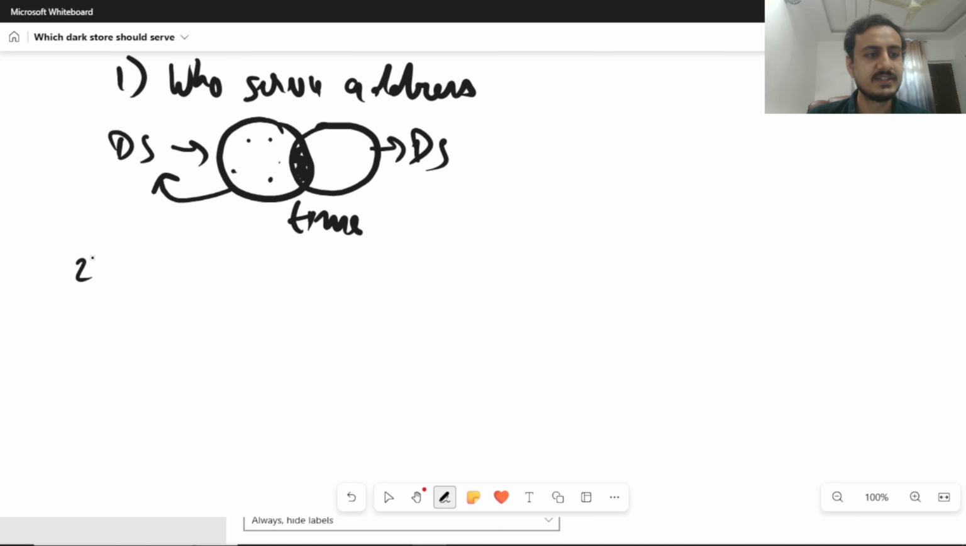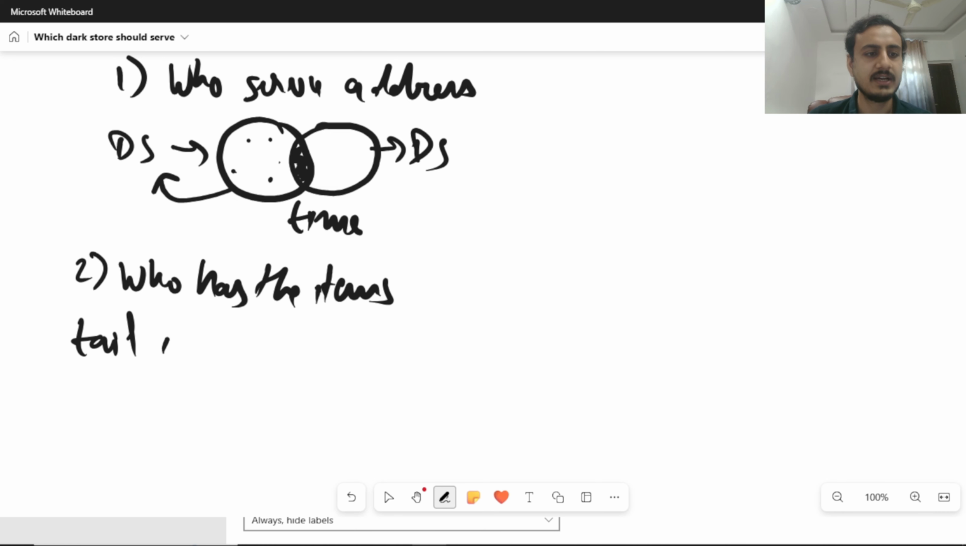The second decision is who has the items, right? So every dark store usually has a fast moving item. But if I talk about tail items, it is usually kept with the larger dark stores. It is not kept with all the dark stores. So depending on the frequency of those tail items, accordingly, this also becomes an important decision making criteria.